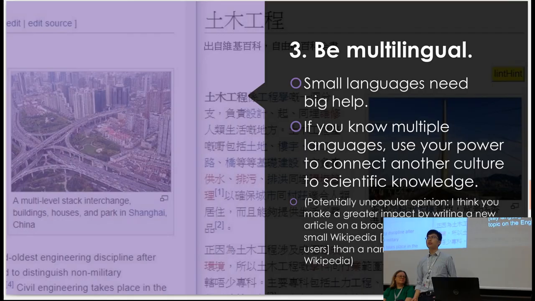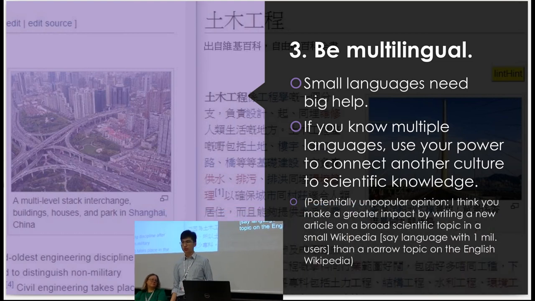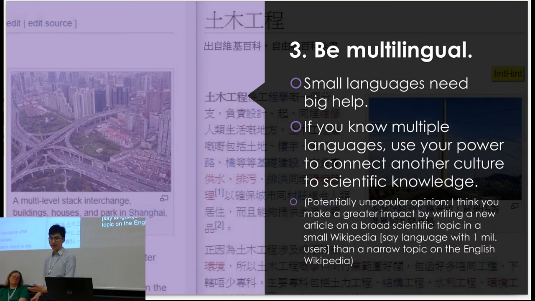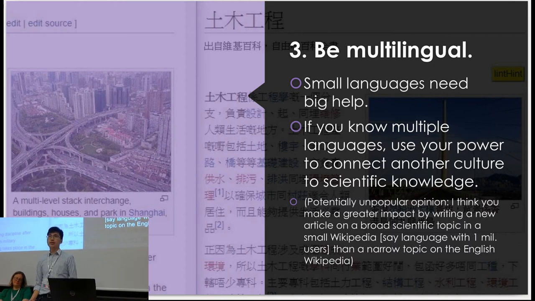And the third point I have here is potentially controversial, but Phoebe seems to agree, and Ananya seems to agree so far. I think you can make a bigger impact by writing a new article on a broad scientific topic in a small language than on a very narrow topic on the English Wikipedia and potentially have a fight about it. Because small languages need big help, and if you know multiple languages, you should help by contributing to the global conversation about scientific knowledge.